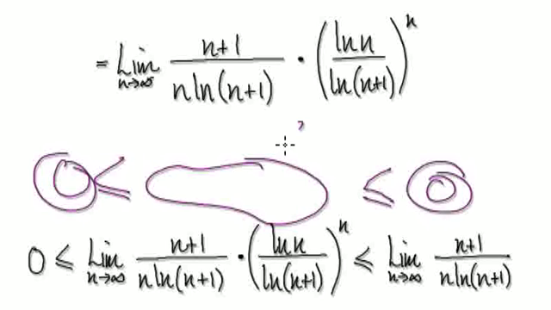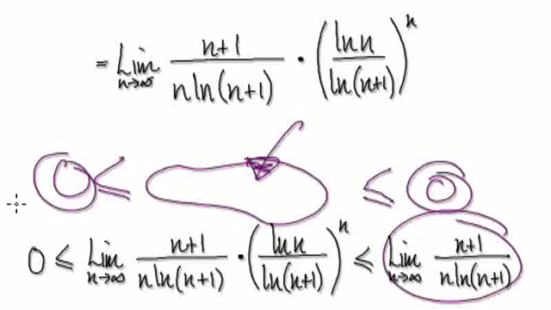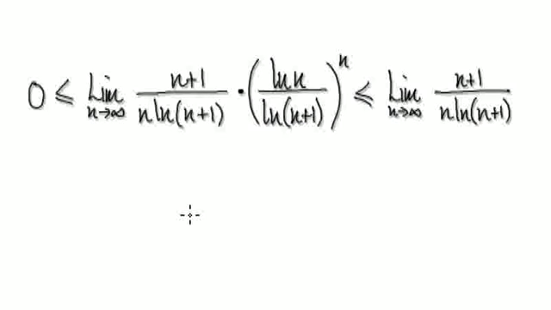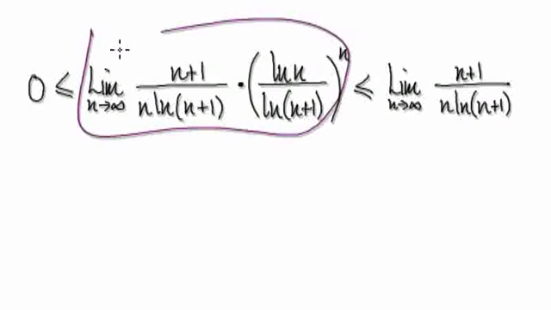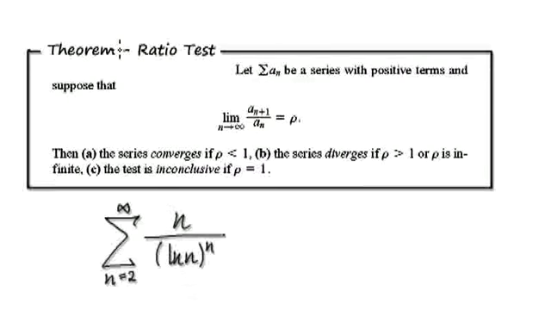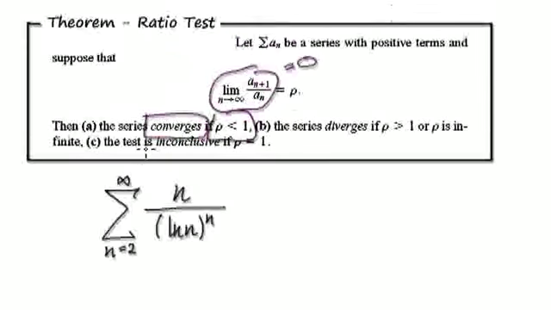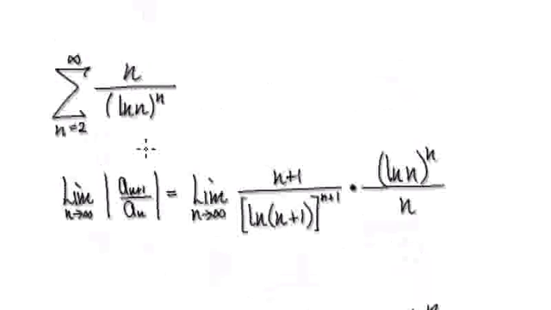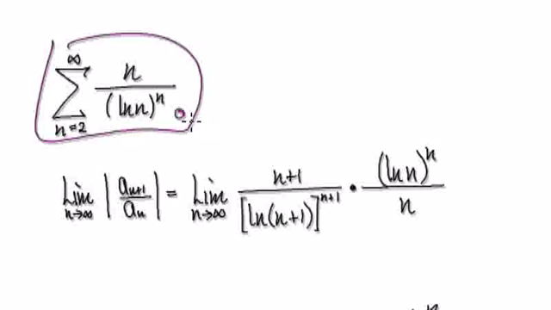So the limit of this will have no choice but to be 0, because this is 0, and this is 0, and this is always trapped in between the two. So the limit of this thing here is 0. So looking at the ratio test, we just computed this thing here, and it turns out to be 0, and 0 is less than 1. So therefore the series will converge. So what that means is our series, this series here, will converge.